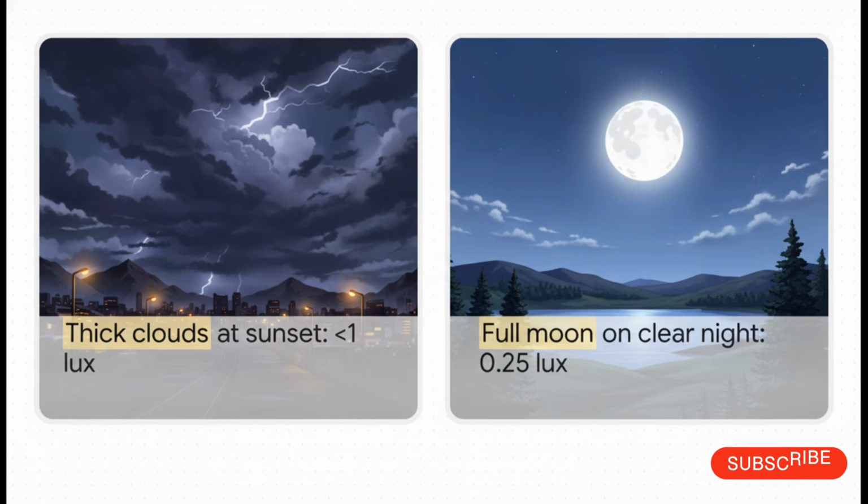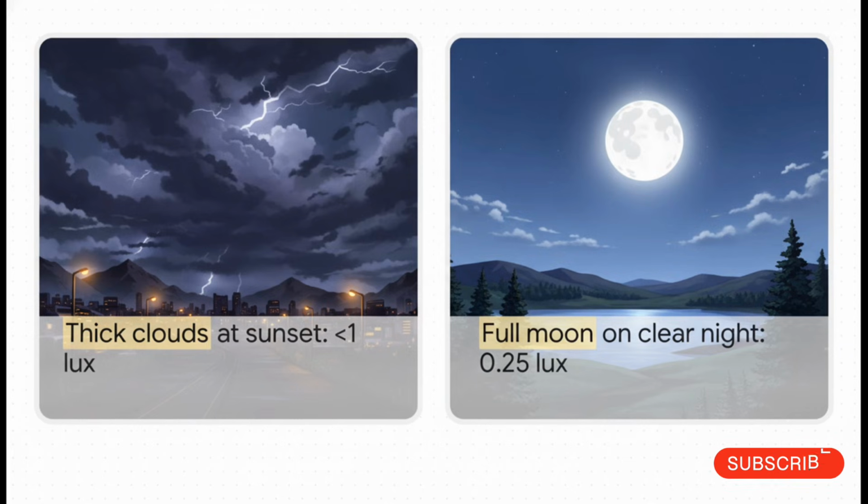It can get so dark during the day that distant streetlights will actually cast visible shadows. Meanwhile, a full moon on a totally clear night produces about 0.25 lux, so a stormy daytime sunset is barely brighter than a clear moonlit night.